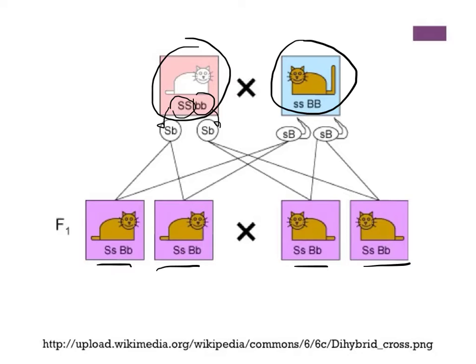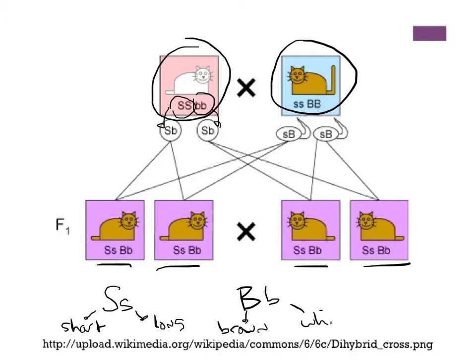Note the traits in question are symbolized with SS, the big S being a short tail, the little s being a long tail. And then we also have BB, with the big B being a brown coat and the little b being a white coat.